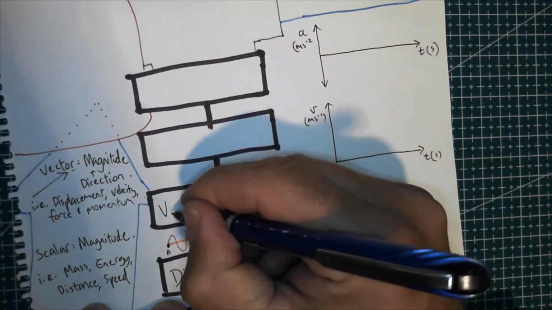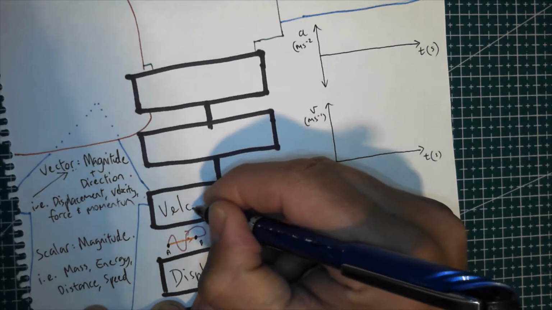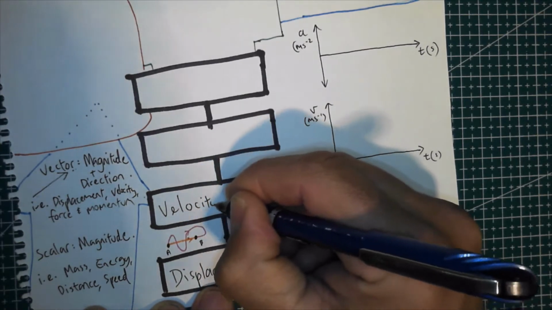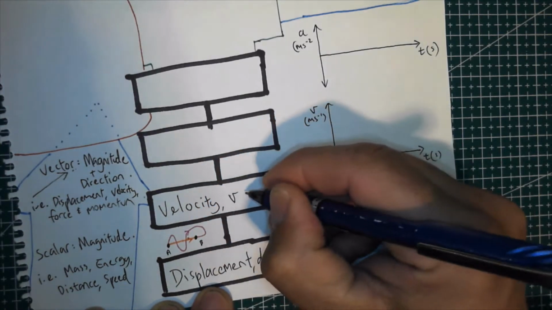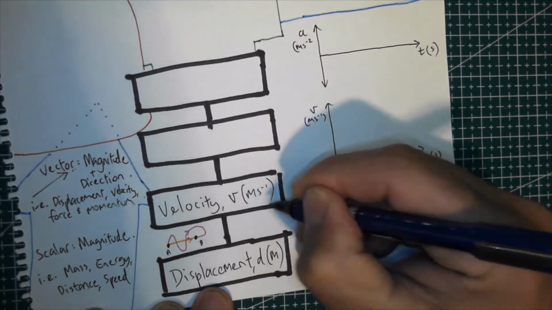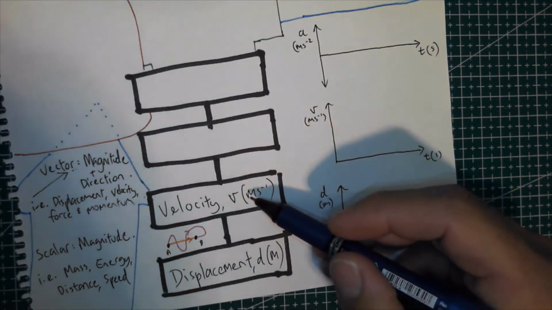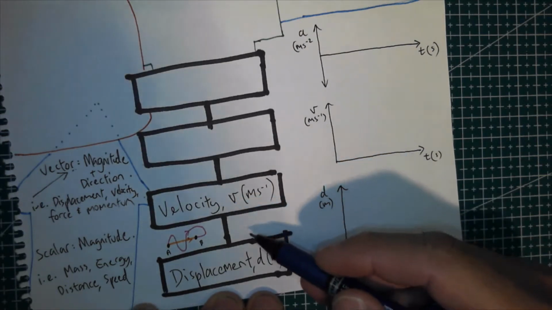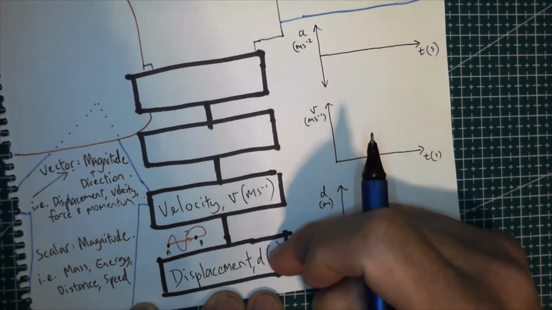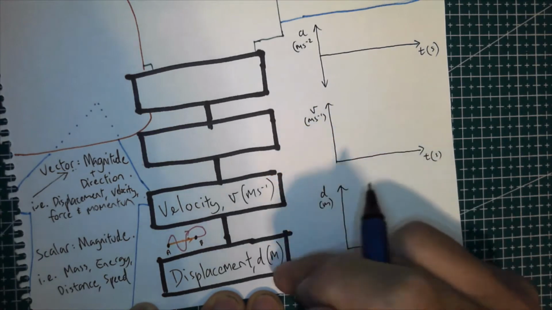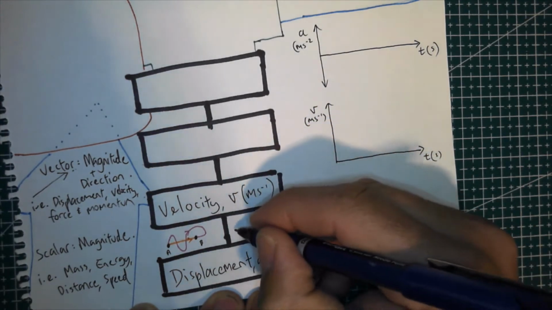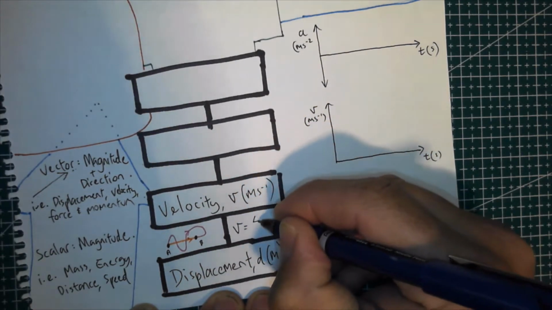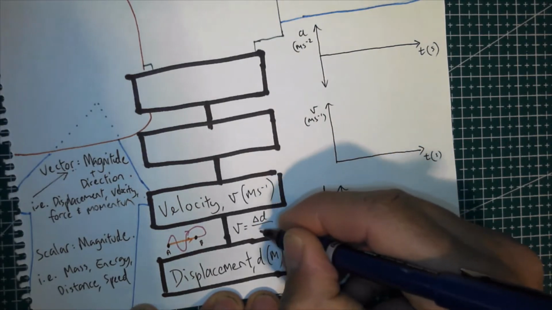The other thing you can have is velocity. Velocity is like speed, but again it's a vector quantity, so it has a direction as well. Its unit is meters per second. My v's often look like square roots. And these two things are linked together. If an object has velocity, it means its displacement is changing over time. So velocity is equal to change in displacement over time.